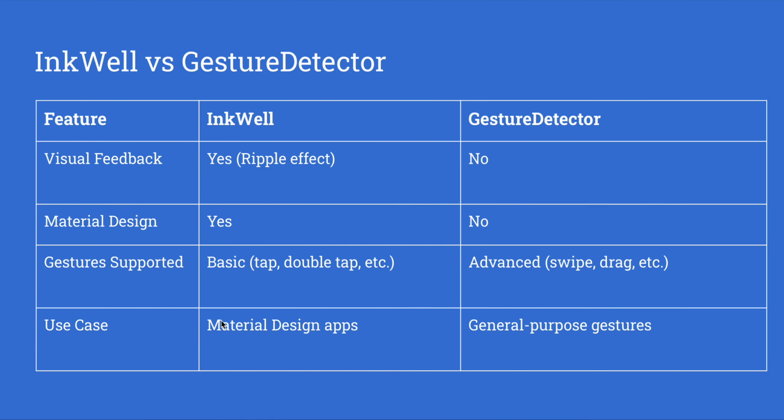So the main difference between InkWell and GestureDetector is the visual feedback. InkWell gives a ripple effect and GestureDetector does not provide any ripple effect. InkWell uses Material Design and GestureDetector does not. Okay. InkWell supports basic gestures like tap, double tap, etc., and GestureDetector supports advanced ones like swipe and drag. Okay, and the use case is mainly Material Design apps for InkWell, and general-purpose gestures for GestureDetector.